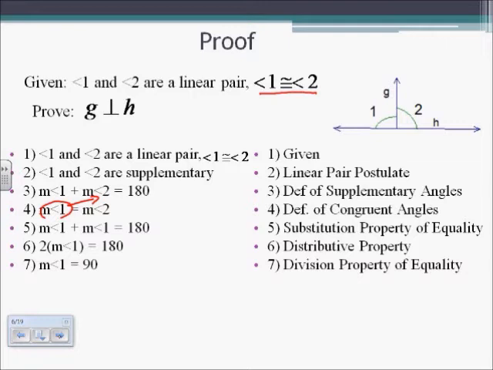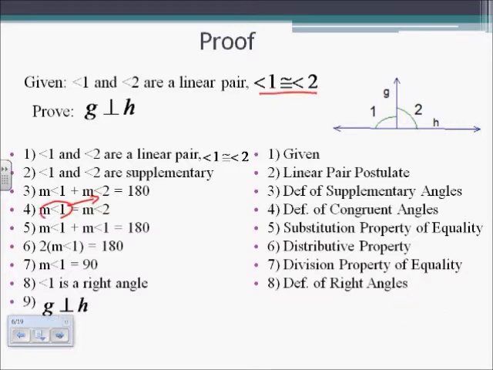If I know that the measure of angle 1 is equal to 90, then I know that angle 1 is a right angle by definition of right angles. And if I know that angle 1 is a right angle, which is what I wanted to show before, then I know that G is perpendicular to H by the definition of perpendicular lines.